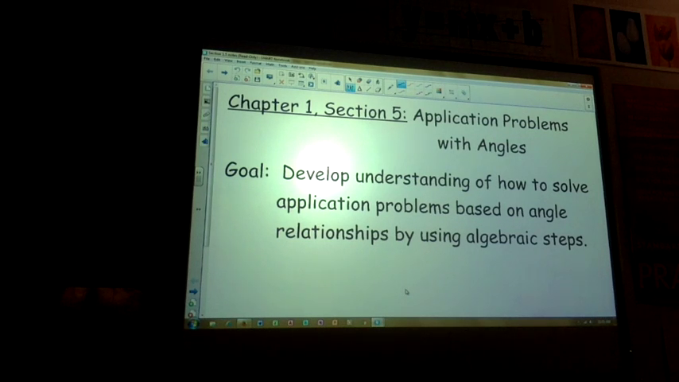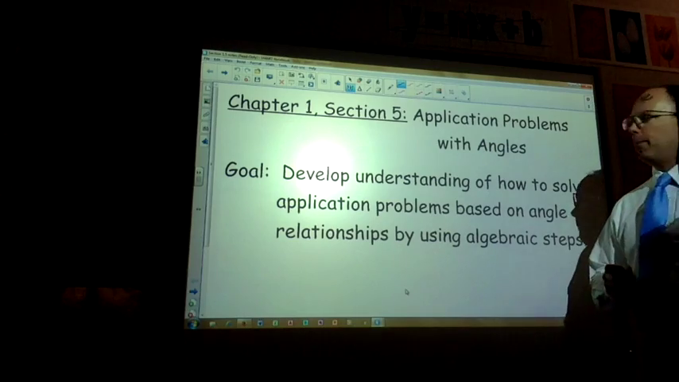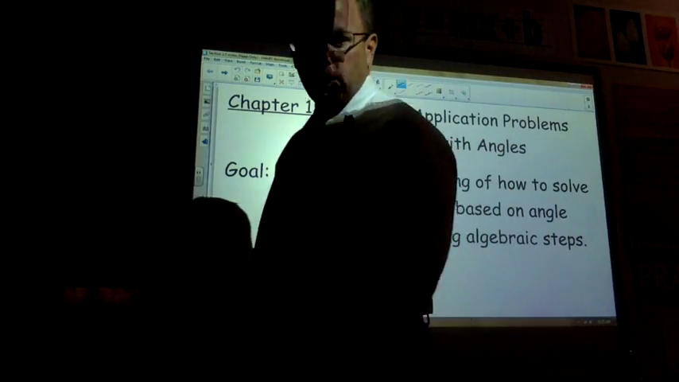All right, so section 5, application problems with angles. Develop an understanding of how to solve application problems based on the angle relationships by using algebraic steps. All right, so that's at the top of the list.